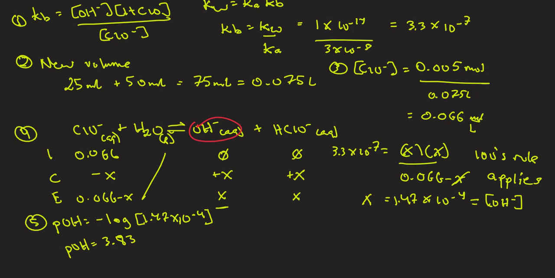We know we want pH though, right? Not pOH. We know that 14 is the sum of pH plus pOH. That means pH is equal to 14 minus pOH. I'm going to write it right here, there's not that much room. So 14 minus 3.83, and we get 10.17. That is our pH at our third point, which is at equilibrium.